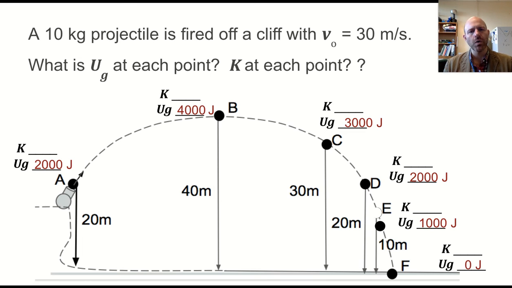And since the total amount of mechanical energy is kinetic plus potential, we need to calculate that kinetic energy at the beginning, 1/2 mv squared, which is 4,500 joules.